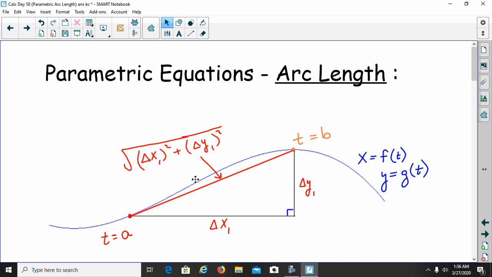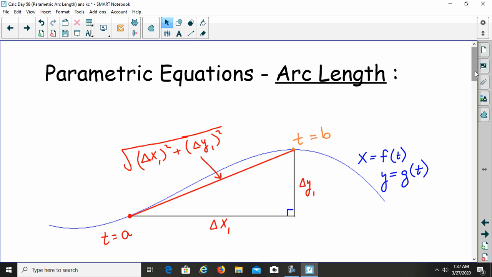Well, if we calculated the ordered pairs for the point at t equals a and at t equals b, we would then be able to form this right triangle. We'll call the base of the right triangle delta x sub 1. We'll call the height of the triangle delta y sub 1, and by the Pythagorean theorem, the hypotenuse would be the square root of delta x sub 1 squared plus delta y sub 1 squared. You can see that this red hypotenuse is an under approximation for the actual length that I'm trying to calculate.